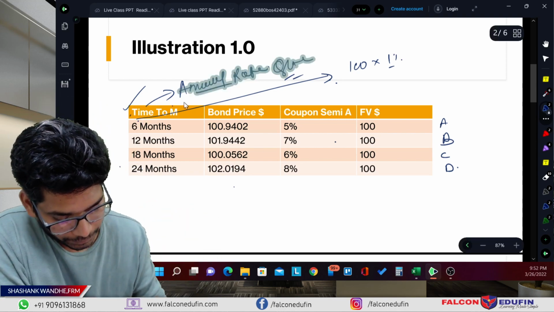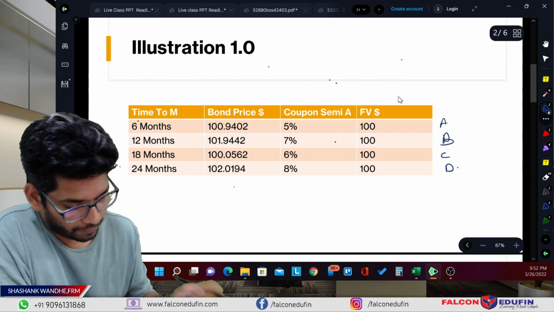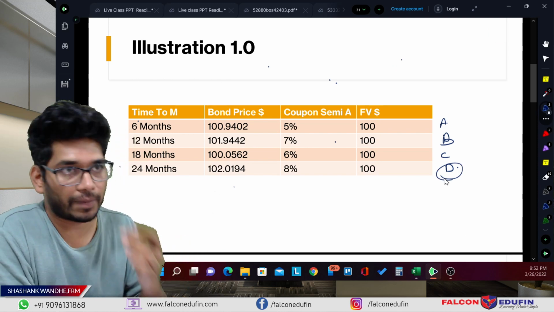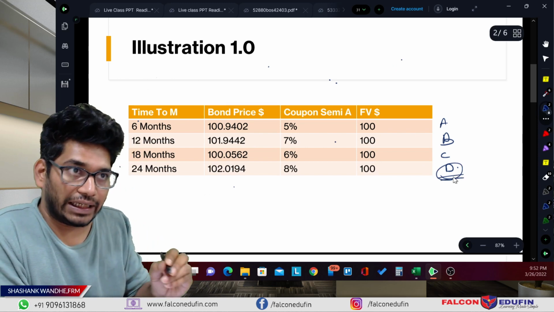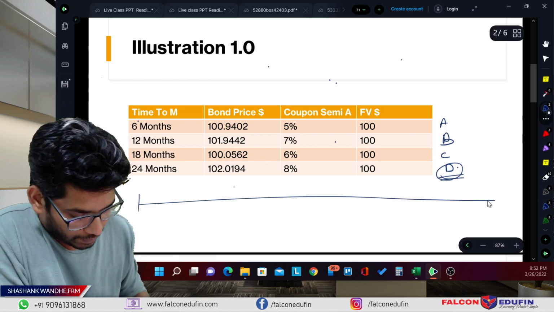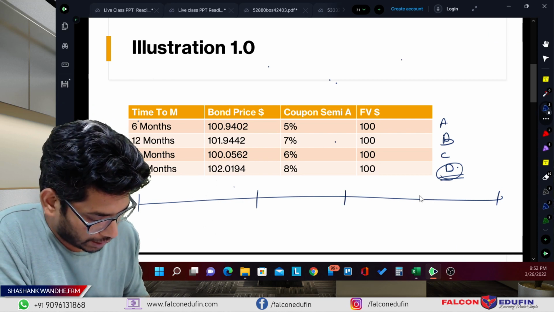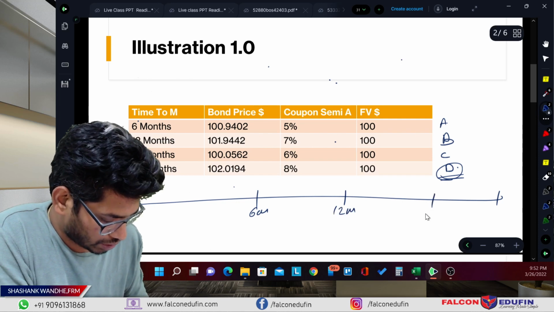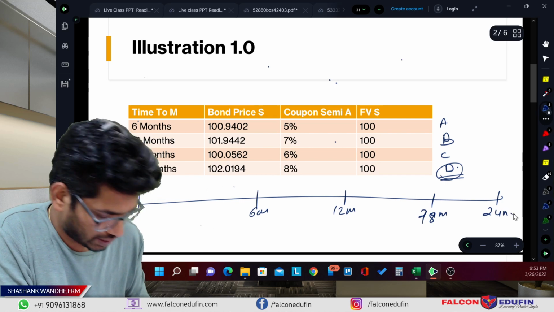Now let's see how to start with the calculation. Before we begin the calculation, first let's talk about D as an illustration, and then we will move further. So if you just look at this bond D, and if you plot it on the timeline, then 6 months, 12 months, 18 months, and then 24 months.